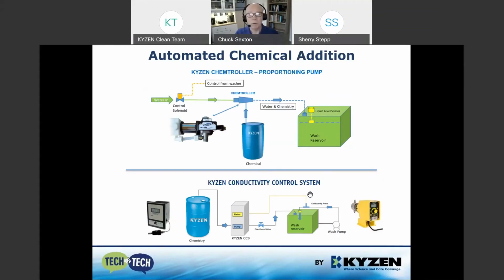Concentration, we always find that our customers have a smoother operation and spend less money on cleaning chemistry when they're automating the chemical addition. So this system I've shown on top here is a simple proportioning pump. The incoming water makeup drives a piston pump, which then pulls the cleaning chemistry out of the cleaning chemistry reservoir at a preset rate and adds that ratio mix to the wash reservoir.